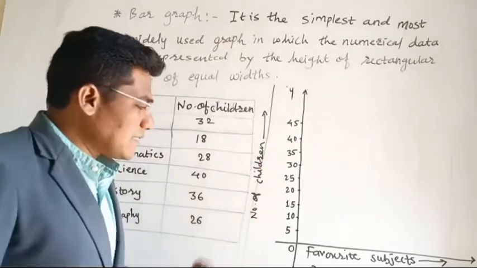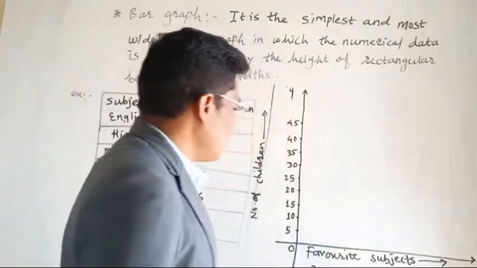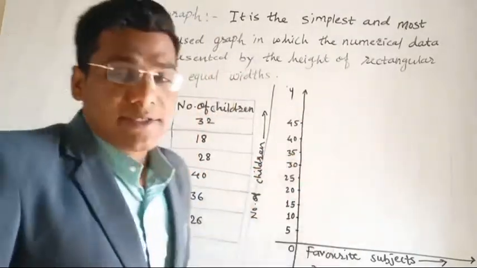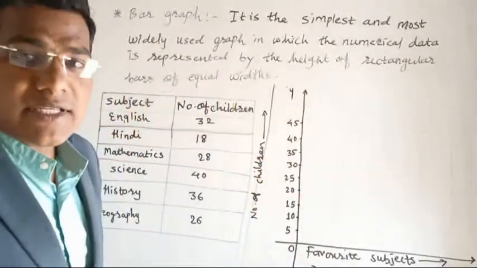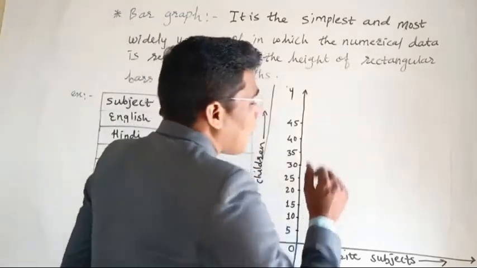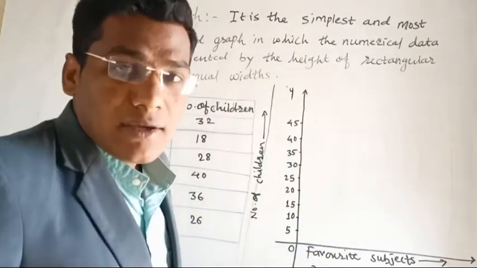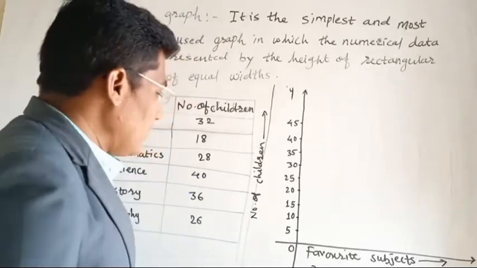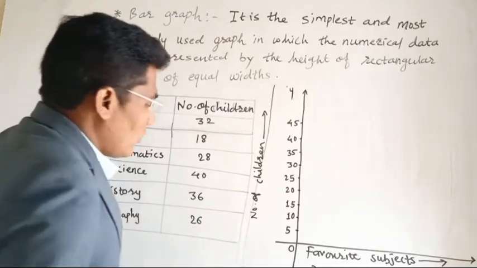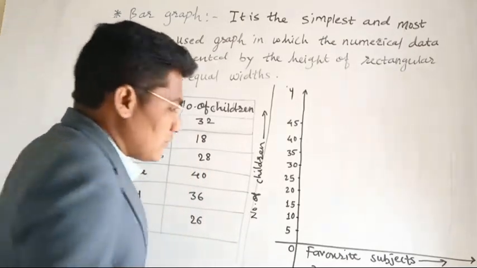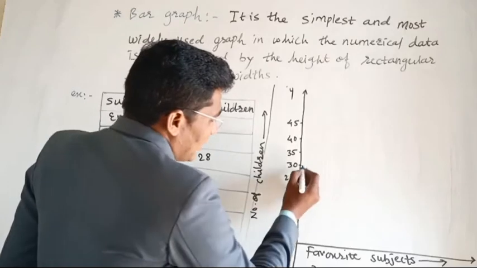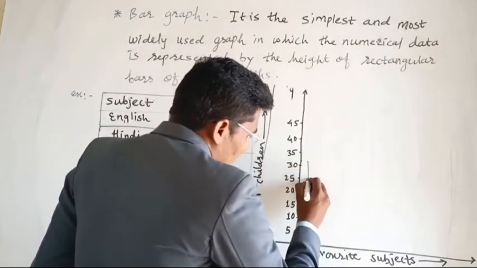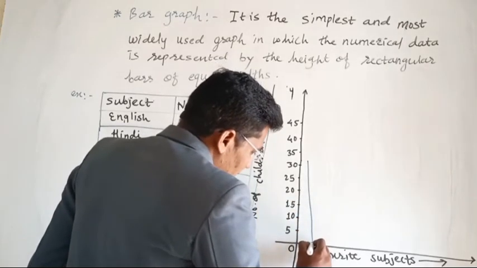Now as I place here, I will draw the bar columns of the same size. It is compulsory that we draw the bar graphs of the same size to represent the graph paper. So let us see the first one is English. English has 32 favorite students. So let us see that 30 is here, and suppose that we have 32 here. So I will make one bar here.